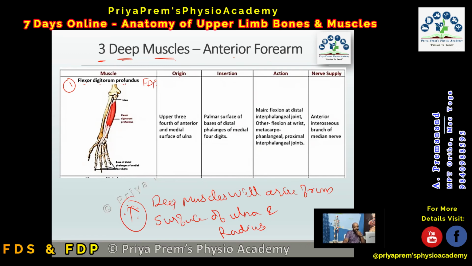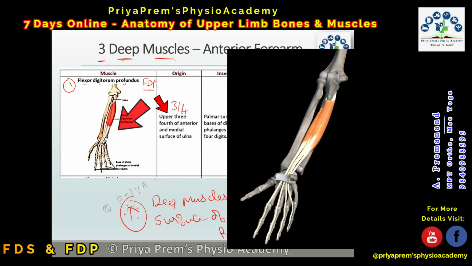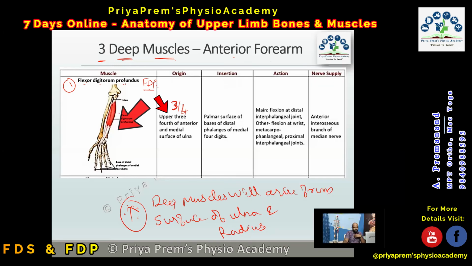Okay. Now, what is the origin of the FDP, Flexor Digitorum Profundus? Upper 3/4 of the ulna. Upper 3/4 means what? On 4 surfaces, it is going to cover 3 surfaces. So it is almost 75%, 80%. That is what it means. So upper 3/4 of the anterior and medial side of the ulna.